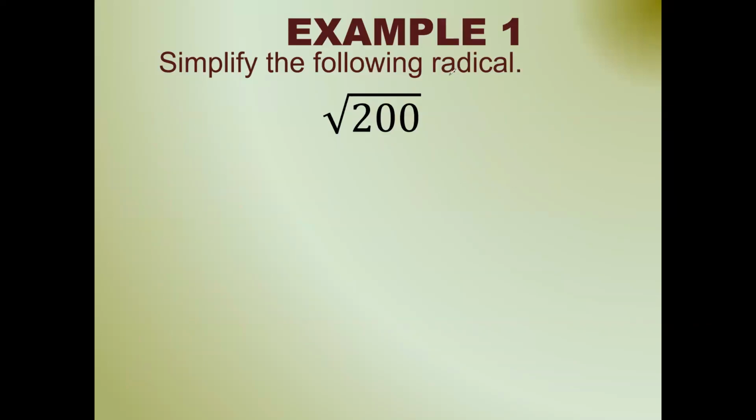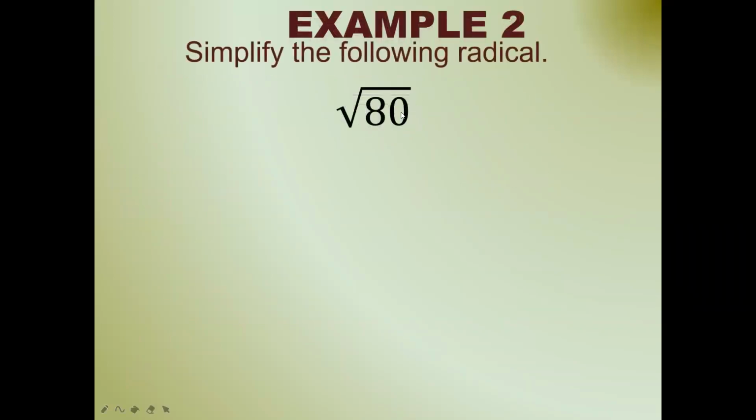Next example, square root of 80. As you can see, 80 is not a perfect square number. So ganun pa rin gagawin natin. Identify natin yung factors ng 80. We'll start with 1 and 80. Next is 2 and 40, 4 and 20. What else? We have 5 and 16.